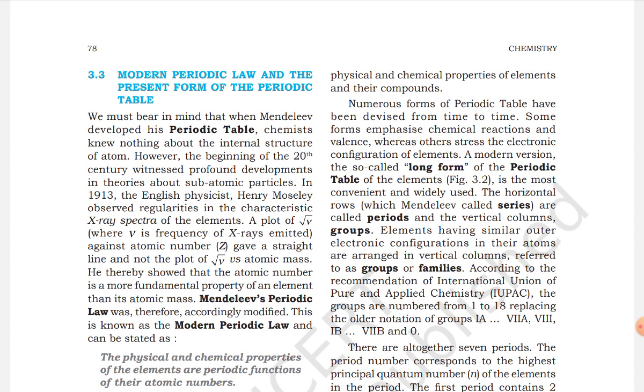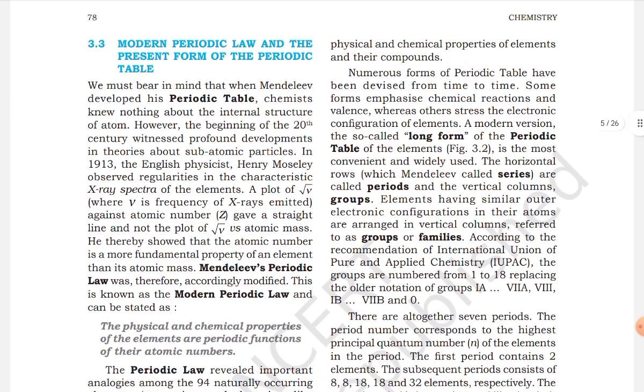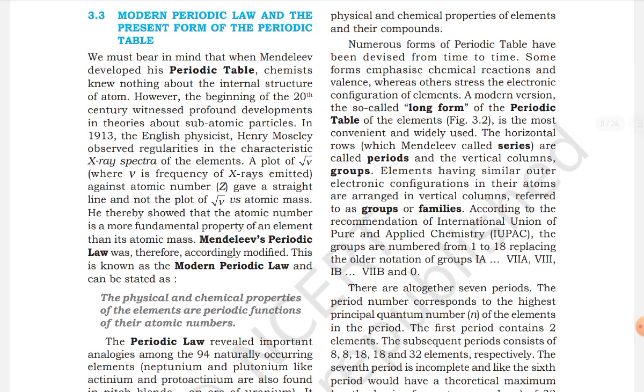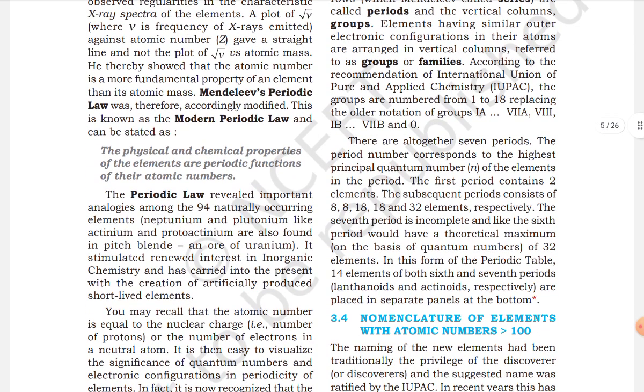A plot of the square root of nu, where nu is the frequency of X-rays emitted, against atomic number Z gave a straight line, and not the plot of the square root of nu versus atomic mass. He thereby showed that the atomic number is a more fundamental property of an element than its atomic mass. Mendeleev's periodic law was therefore accordingly modified. This is known as the modern periodic law and can be stated as: the physical and chemical properties of the elements are a periodic function of their atomic number.